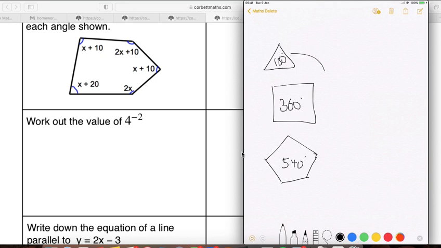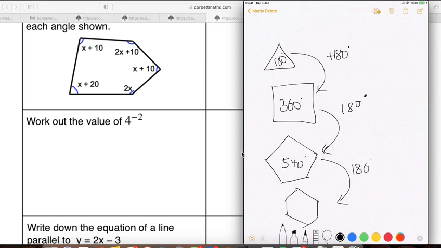Yeah, and then there's a pattern every time. The pattern is that 360 take away 180 is 180 degrees, and 540 take away 360 is 180. So every time you add an extra side, for example, let's go with a six-sided shape, a hexagon, you're going to have to add an extra 180. So instead of that 540, that would be 720.